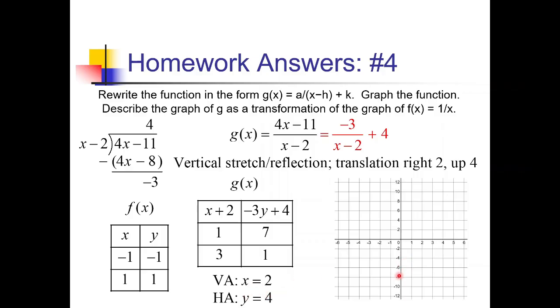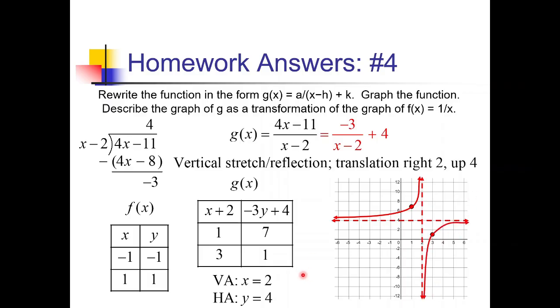Putting all that together on a graph, we have our vertical asymptote at x equals 2, horizontal at y equals 4. We have the point 1, 7, which is somewhere up here. And then 3, 1 is right here. So we have our upper left branch and our lower right branch.